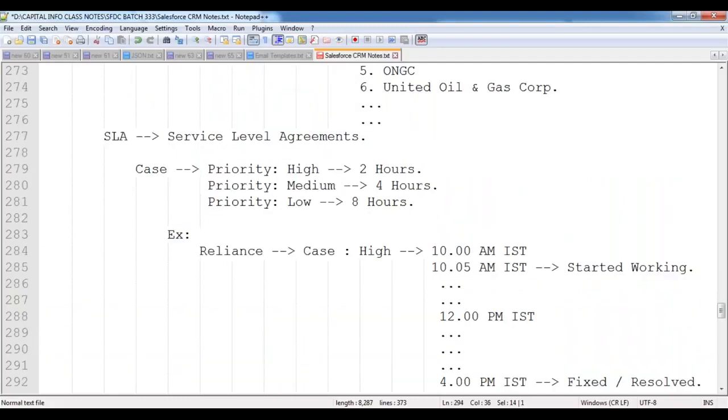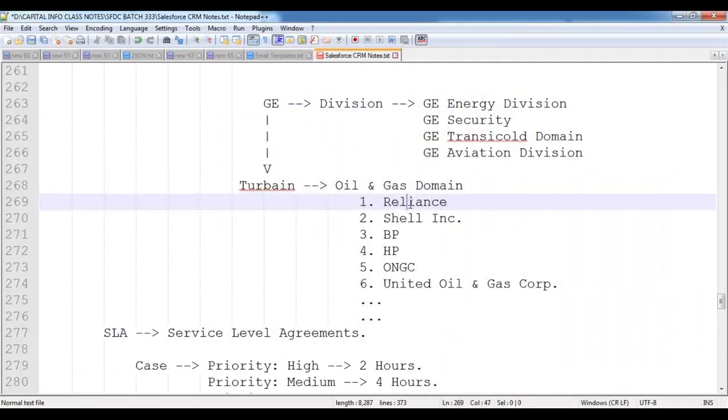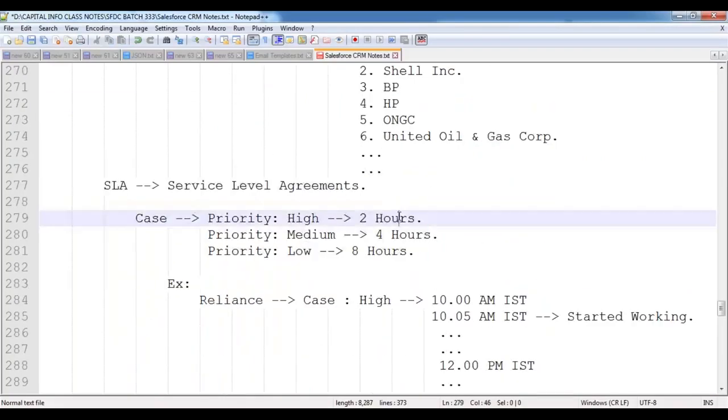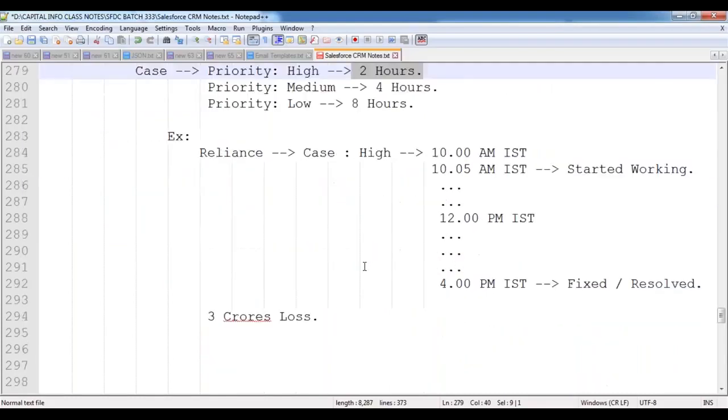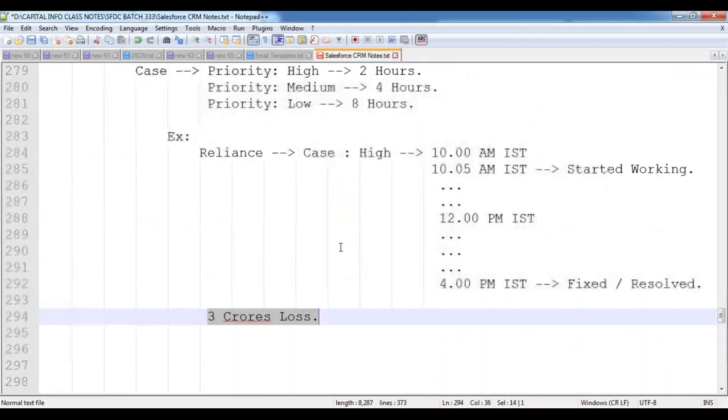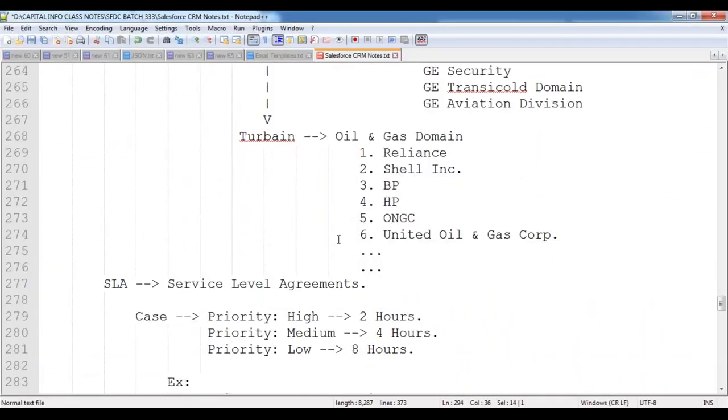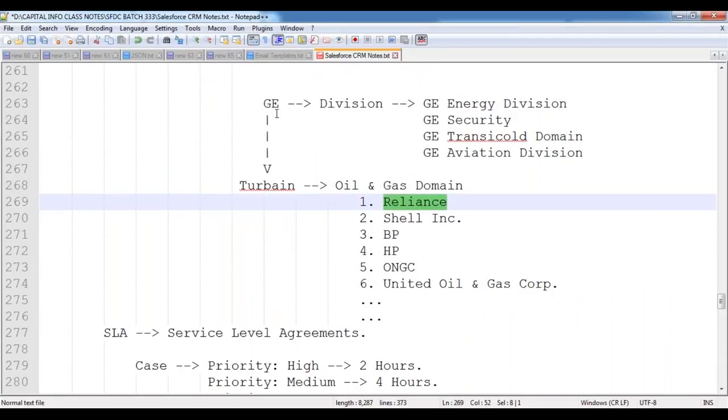This amount has to be paid by the GE people to Reliance as a penalty. Because GE people committed that they are ready to provide high priority case resolution within 2 hours, but they have taken 6 hours. Leaving aside the 2 hours, because of the additional 4 hours, I got 3 crores of loss. So that 3 crores of loss has to be paid by the GE people, or else Reliance people will go with the legal process against GE.